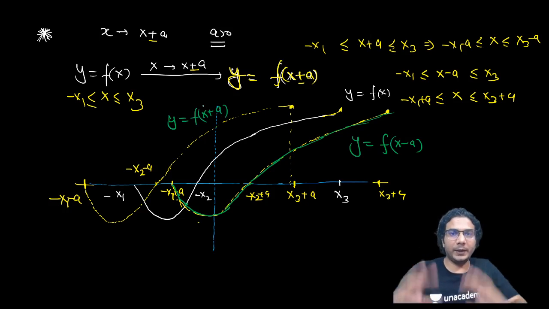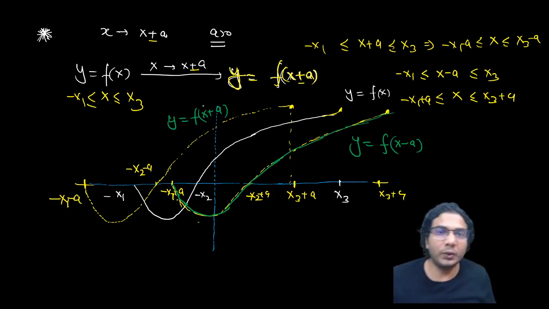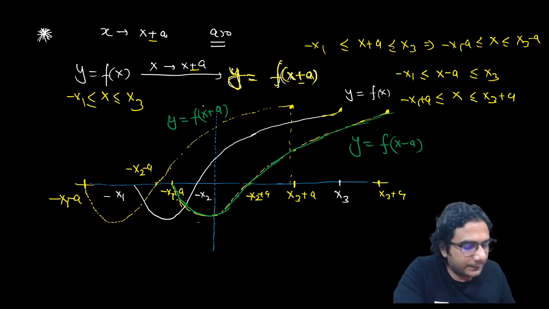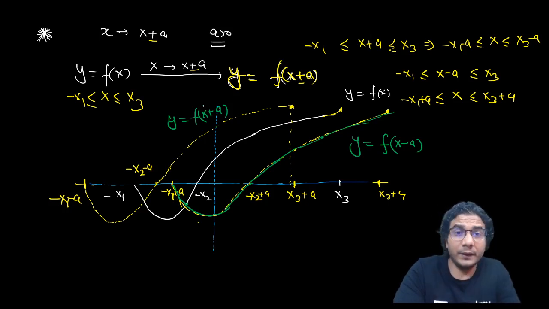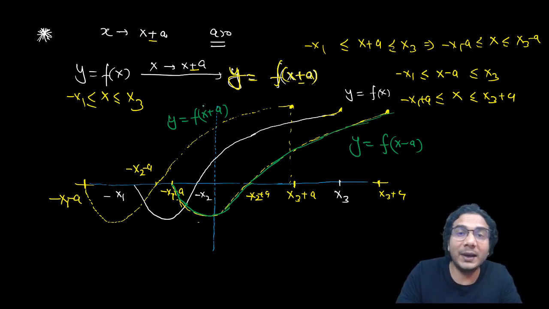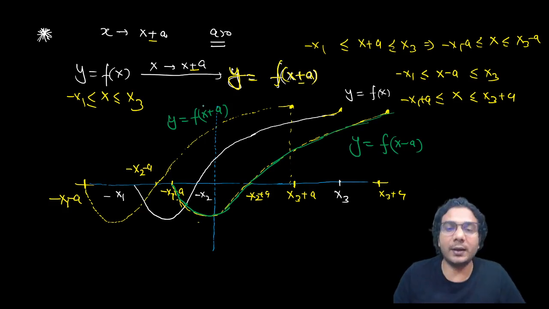Now let me repeat. When you replace x by x minus a, the whole graph shifts by a units towards right along the x-axis. When you replace x by x plus a, the graph of y is equal to f(x) shifts towards left by a units along the x-axis. So that is the transformation.